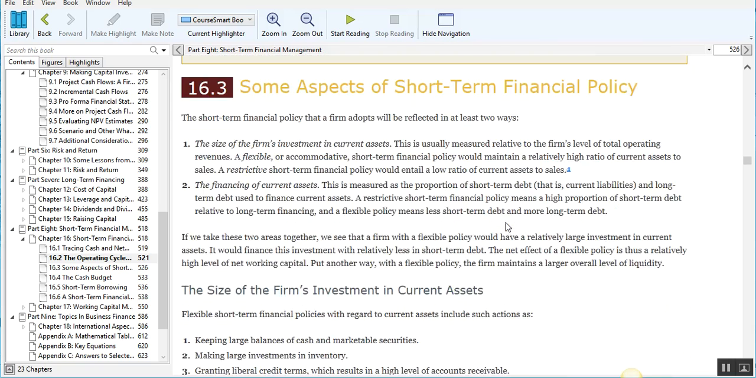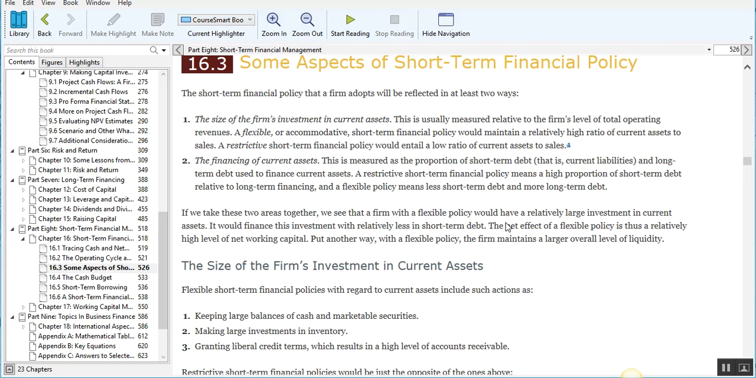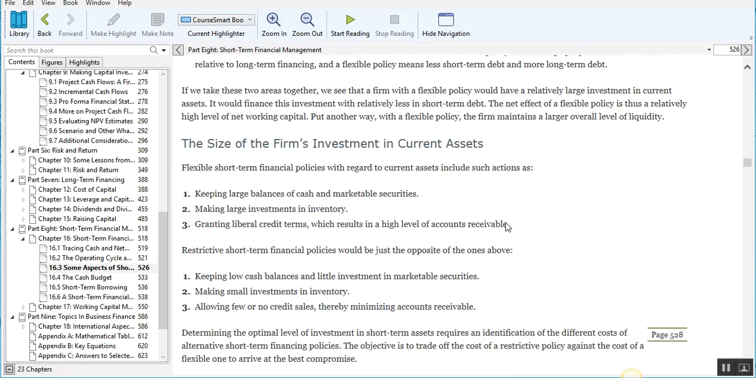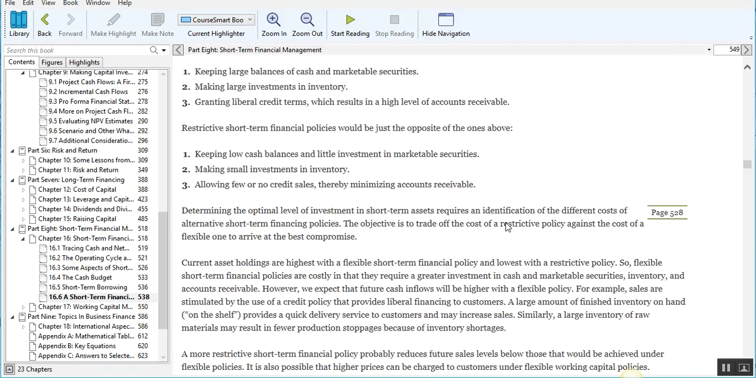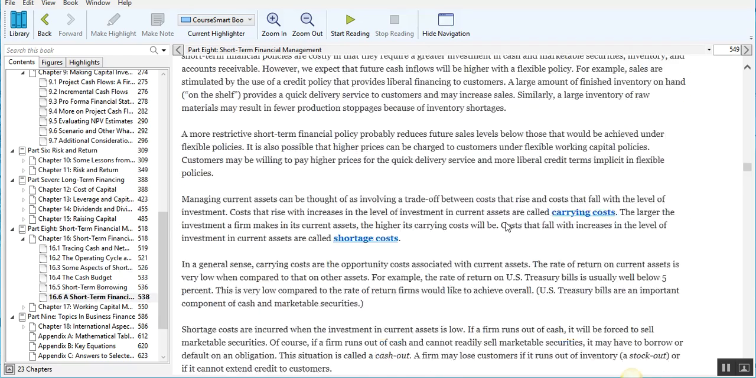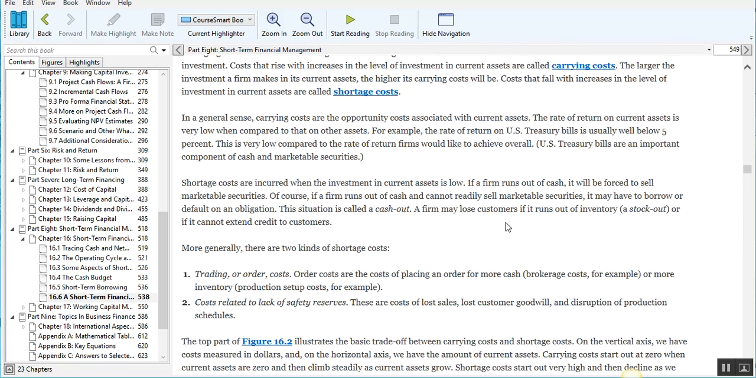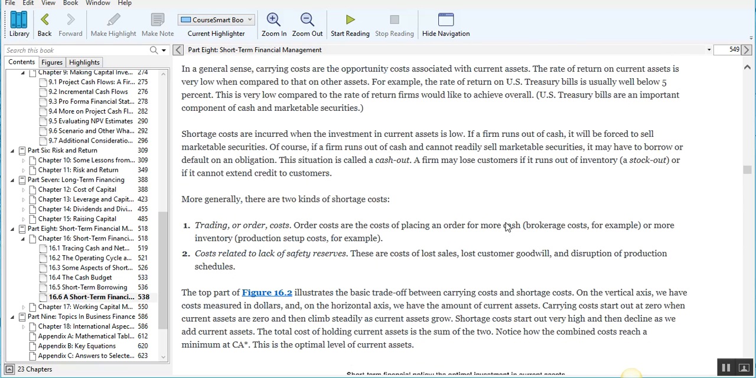But really for this chapter, what we need to look at and think about, they talk about short-term financial policy here. This is good information, and I would advise you look at it. But when you're talking about the homework you need to do this week, it's not going to have a huge impact on the chapter problems.